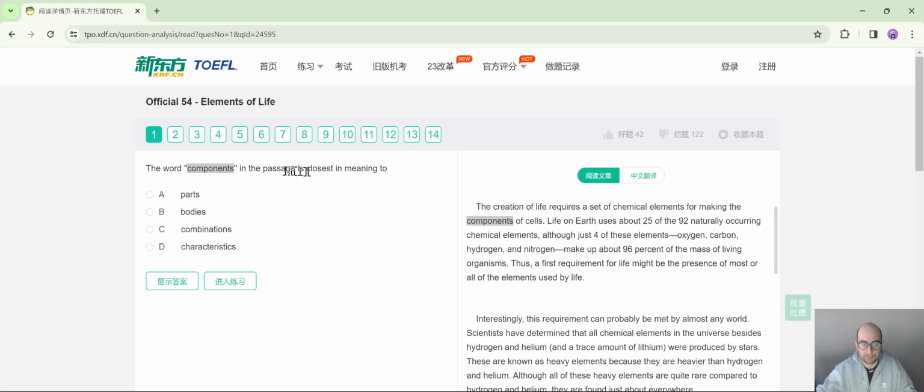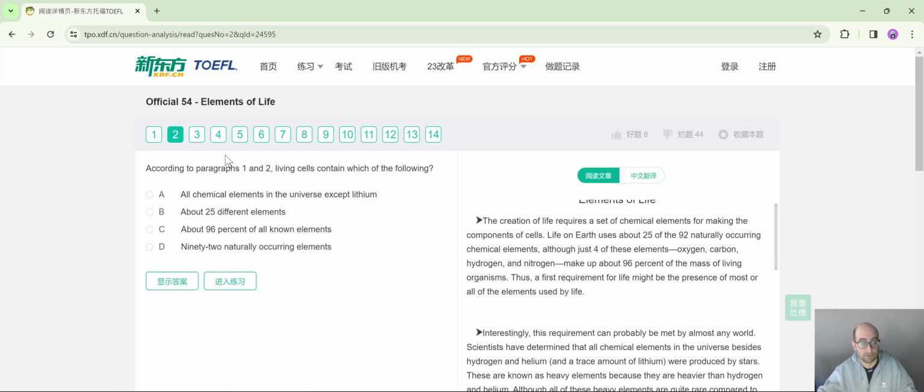The word components in the passage is closest in meaning to what? Okay, well I actually know it means parts in real life. That's usually the primary definition, but always check the sentence because they're testing your knowledge of context as well. The creation of life requires a set of chemical elements for making the blank of cells. Okay, so if I say blank of cells, yeah, part of cells, right? That makes sense. B, body is not going to make sense. Combination, no, those are off. Hit next and move on.